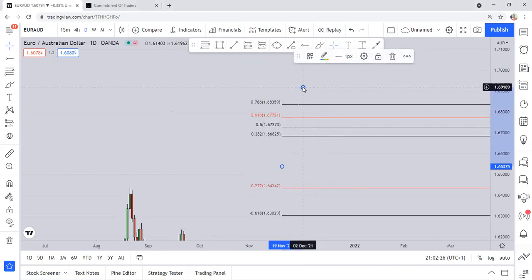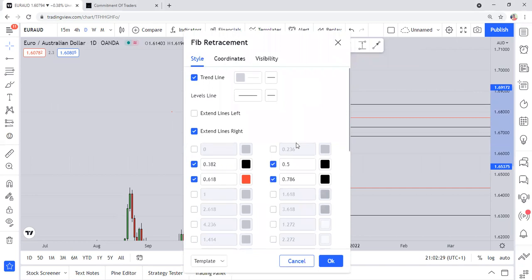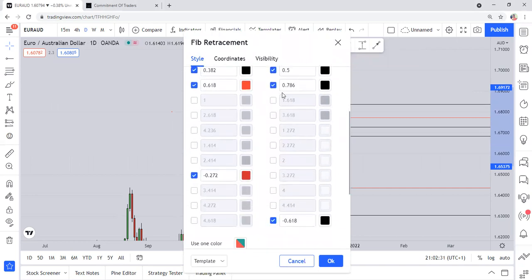I want you to take note of the price level. You can just make a screenshot of this right now. These are the levels I use of the Fibonacci. I use the 0.382. I use the 0.5, 0.618, 0.786. I use the minus 0.272, and I use the minus 0.618 Fibonacci ratio. You can just take a screenshot of this so you can set the Fibonacci on your device like this, either on your phone or on your computer.